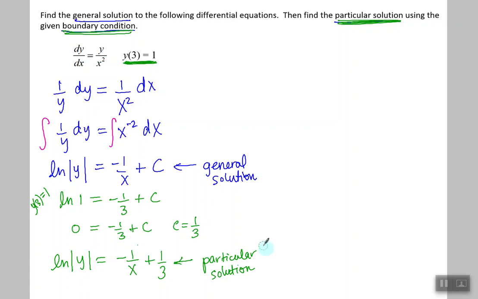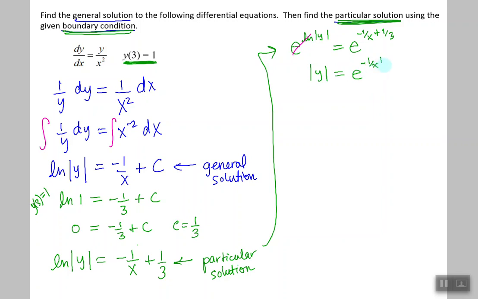So I could rewrite this as e to the natural log of absolute value of y equals e to the negative 1 over x plus 1/3. That's another version of the particular solution, but using my log and exponential properties, those are inverses, so I end up with the absolute value of y equals e to the negative 1 over x plus 1/3.